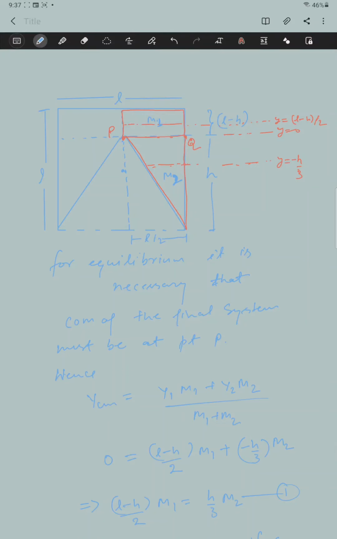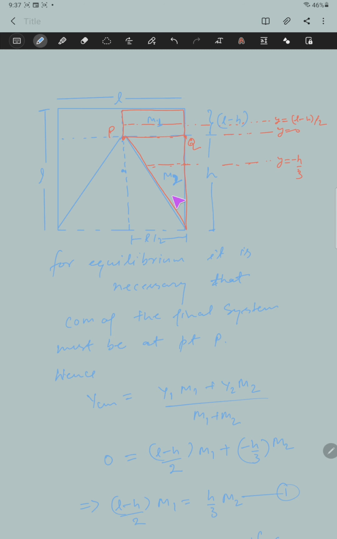So Manoj asked me a question that there is a plane lamina, and in this plane lamina, this isosceles triangle has been cut out. This part has been taken out, and this is the remaining part, and this is the point P where this is a vertex. This plane lamina is horizontal, and it is placed upon a needle such that this point P is just above the needle.